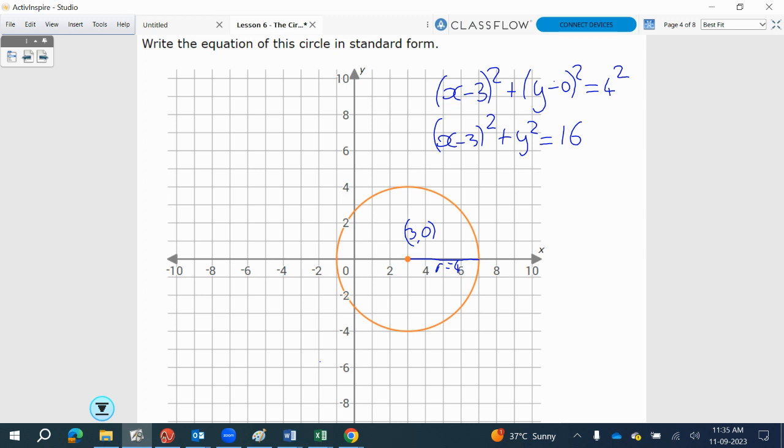Okay, so we're continuing to look at the circle's equation. Here on this circle, we have the center of the circle at 3, 0, and the radius is going to be 4. So putting that into the circle's equation gives us (x minus 3) squared plus (y minus 0) squared equals 4 squared. Simplifying, we get (x minus 3) squared plus y squared equals 16. Okay, let's move on to a harder problem.